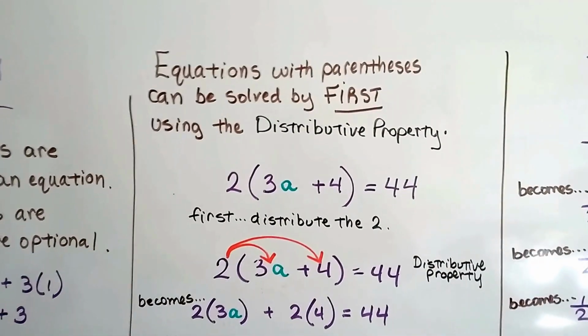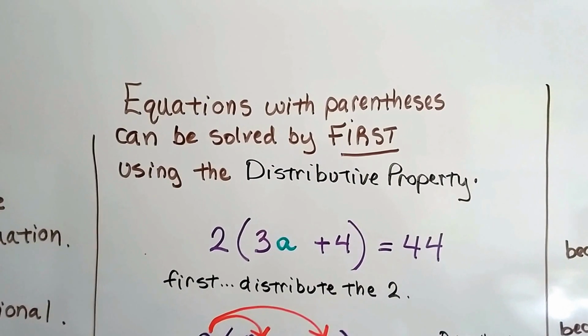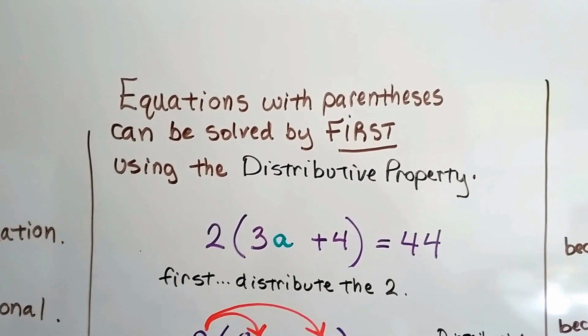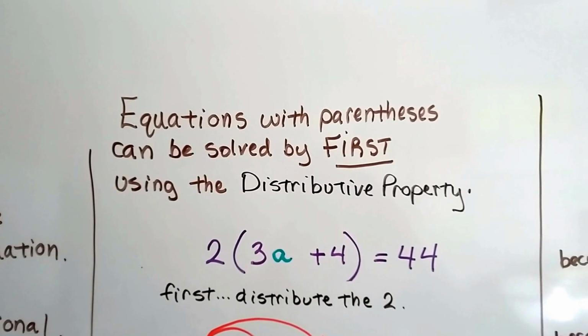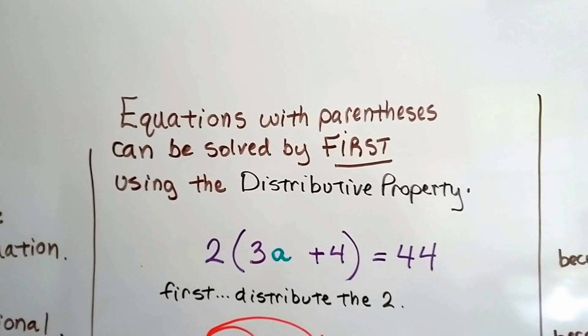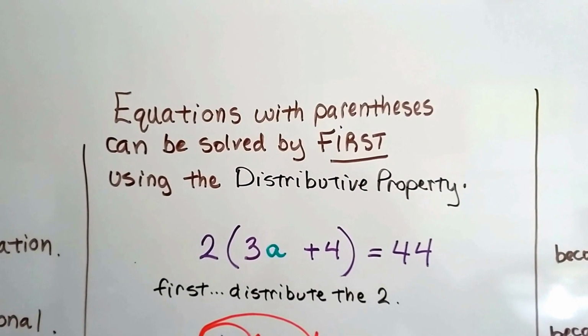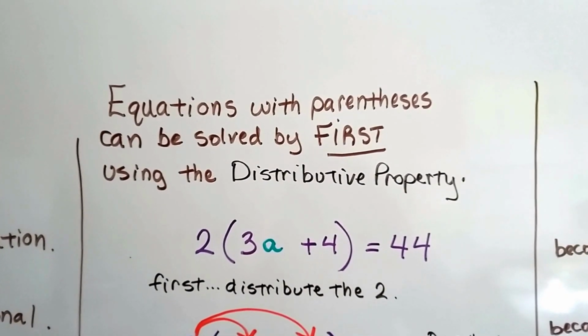So equations with parentheses can be solved by first using the distributive property. Now, before, we did the addition property of equality and the multiplication property of equality. Now we're going to distribute first and then use those, okay?